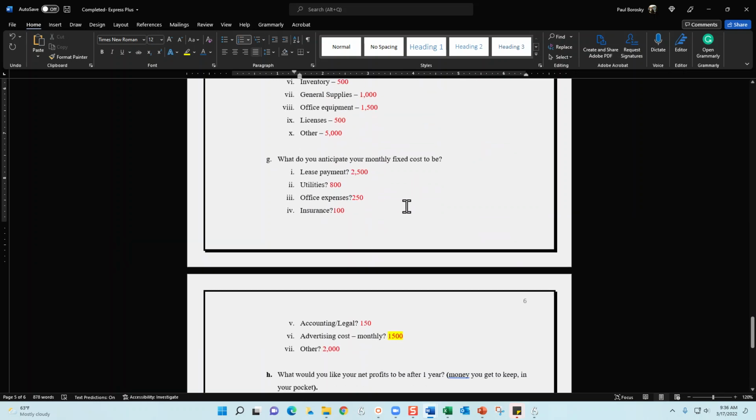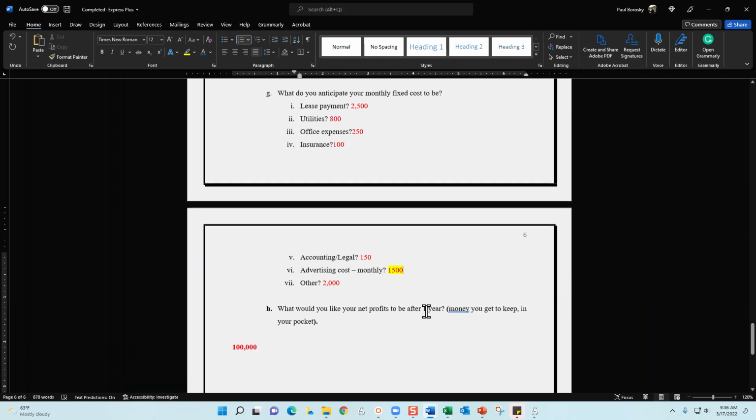Next question is going to be your monthly fixed cost. You know, how much you're going to pay for your lease, how much you're going to pay for utilities, office expenses, insurance, accounting and legal, advertising cost, and then other. If there's some other areas, like security, that's not included in my breakout right here, then just list the dollar amounts under other.